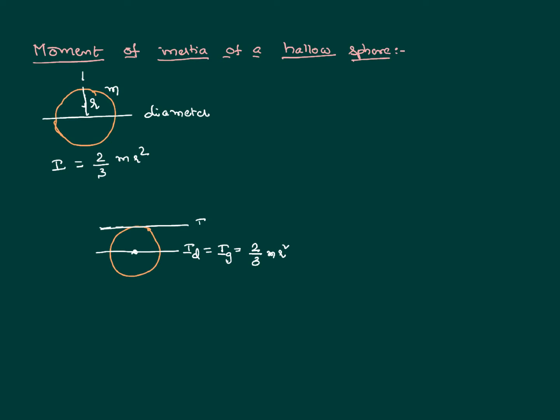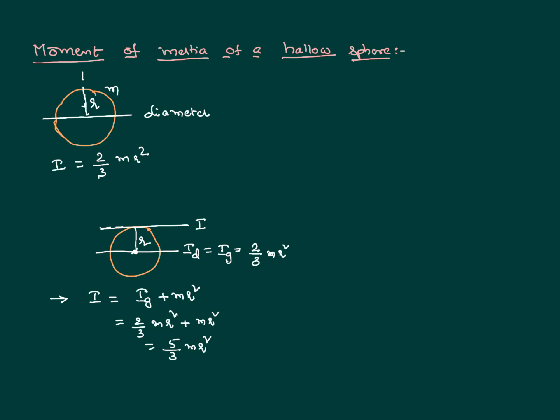Now I want to calculate the moment of inertia about a parallel axis, and it is very clear that the distance between them is nothing but the radius of that hollow sphere. So I can use the parallel axis theorem to identify the moment of inertia I as Ig plus mr square. Ig value is determined based on the concept of integration as 2 by 3 mr square, and adding mr square gives 5 by 3 mr square.